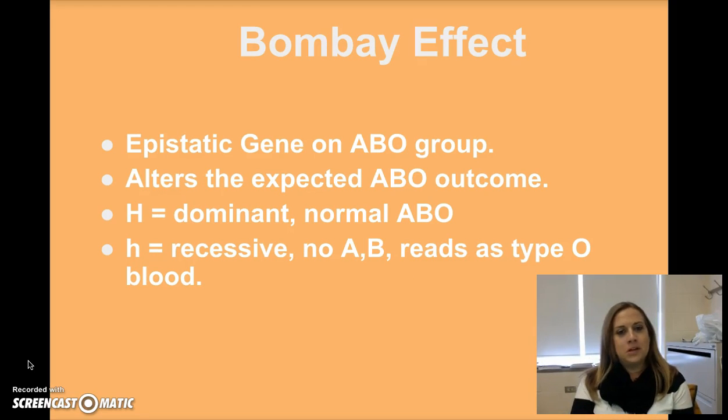Before you guys jump to any conclusions, though, I want to talk about something called the Bombay effect. And this is an epistatic gene on the ABO group. What it does is it alters the expected ABO outcome. So here you have a capital H, which is dominant, which will allow for the normal ABO blood group. Or you can have the recessive h, which means that the A or B will not show up, and it reads as type O blood. So this gene with the H alleles will affect how the ABO alleles show up.